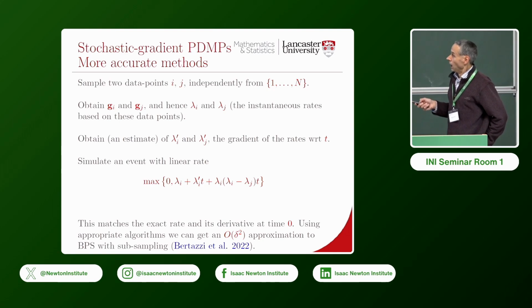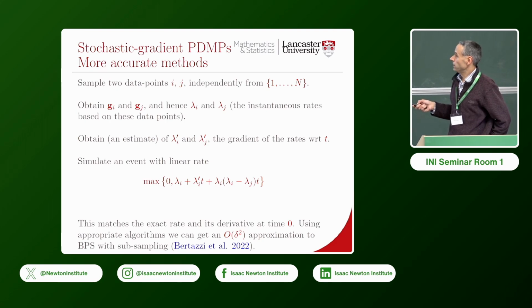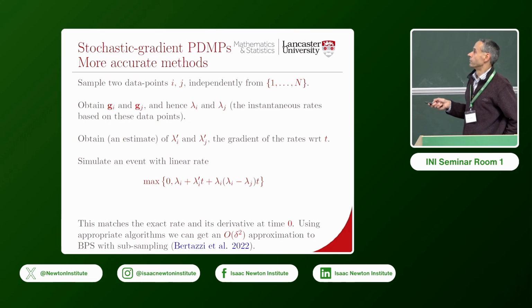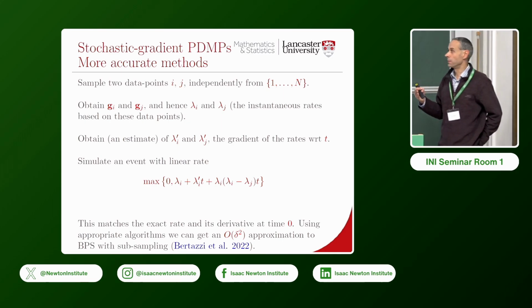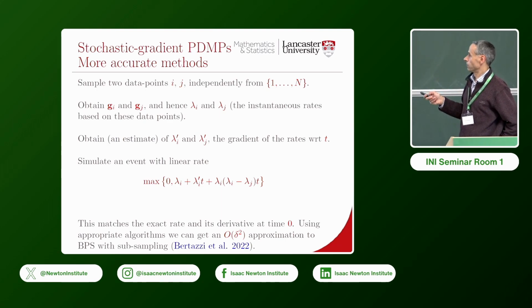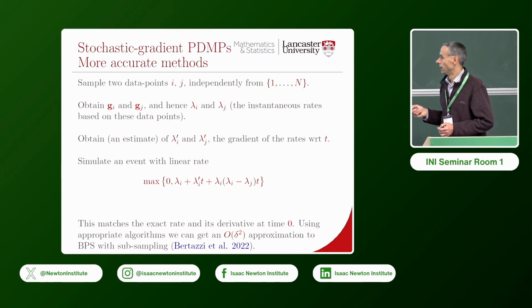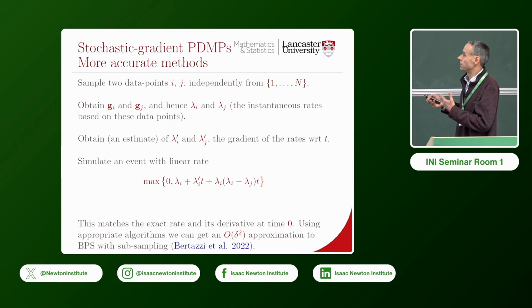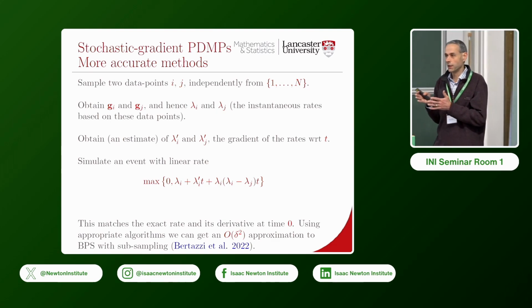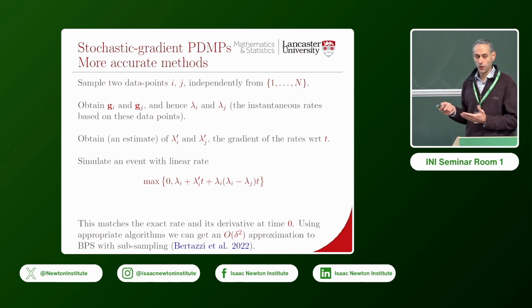Okay. And it's relatively straightforward to show that if you use this rate, then as before, the rate at which events occur instantaneously at time 0 is the true rate, but you can also show that the derivative of the rate that you're using at time 0 is equal to the derivative of the rate that you'd want to use. Okay, and therefore, under some assumptions, that means that the overall error in the rate over an interval of length delta would now be of order delta squared rather than order delta.